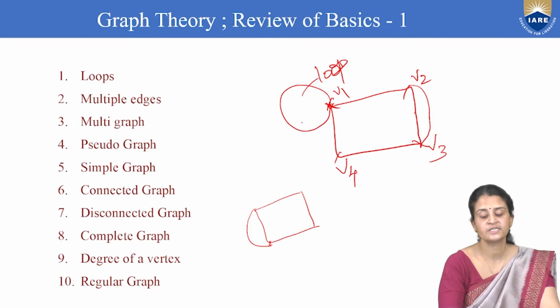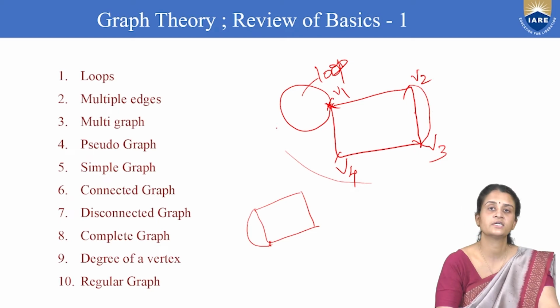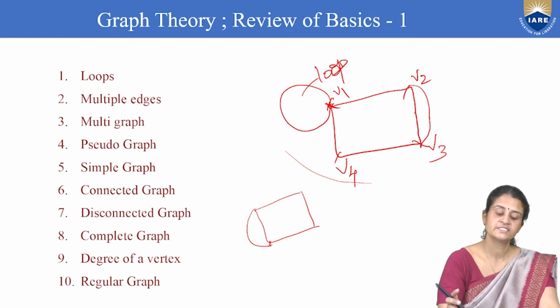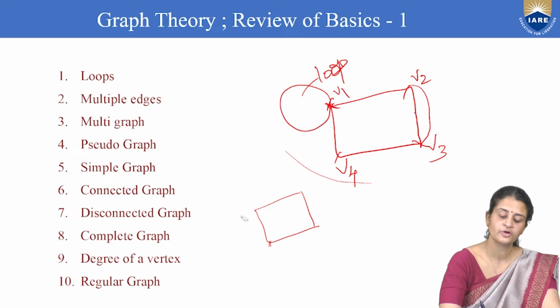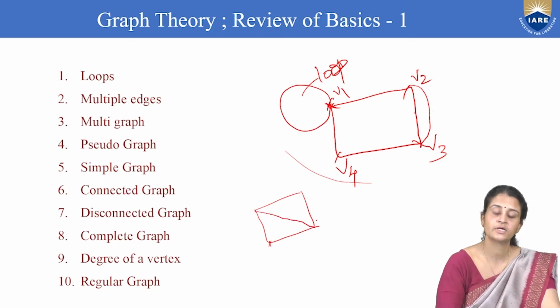Whereas a pseudograph is a graph with multiple edges and loops. A simple graph means a graph without any multiple edges and loops. This is a simple graph. This is also a simple graph. And if it has 4 vertices like that, this is also a simple graph.